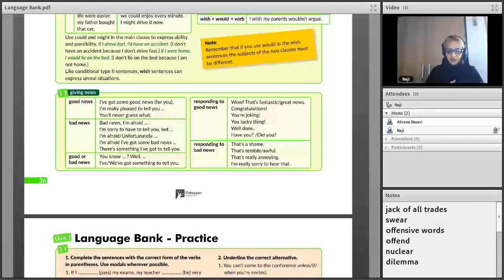And how to respond to good news, how to react, to show your enthusiasm and to show your interest. Wow, that's fantastic. Great news. Congratulations. You're joking. You lucky thing. You lucky thing means you're very lucky. Well done. Have you? Did you?